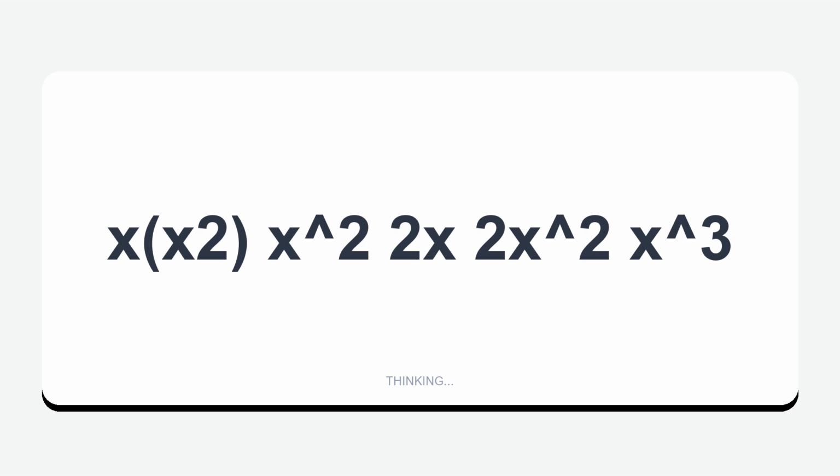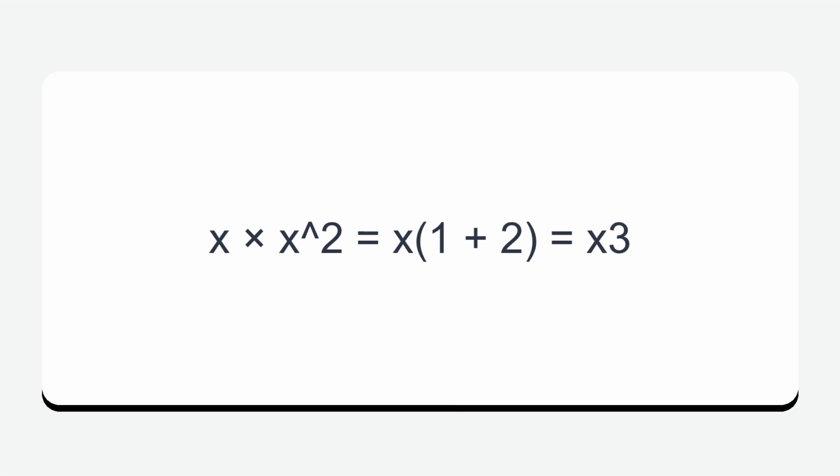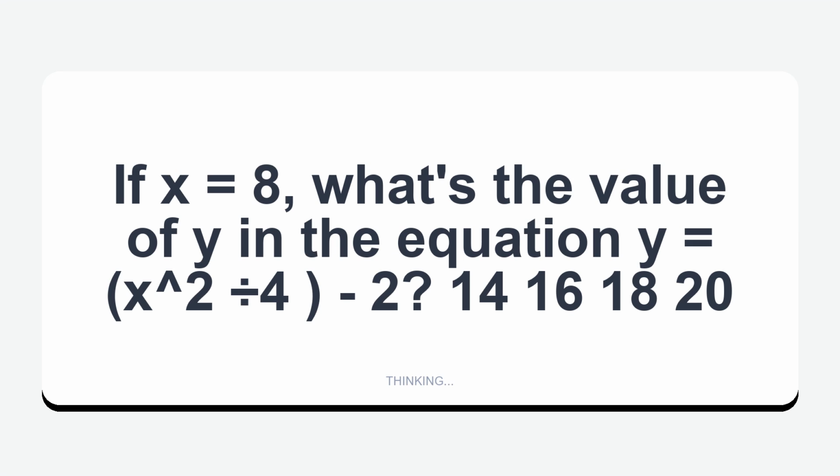x times x squared: x, x squared, 2x, 2x squared, x cubed. x times x squared equals x to the 1 plus 2, which equals x cubed. If x equals 8, what's the value of y in the equation y equals x squared divided by 4, plus 2? 14, 16, 18, 20.